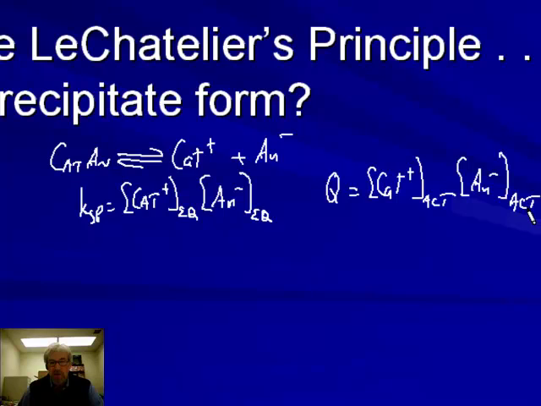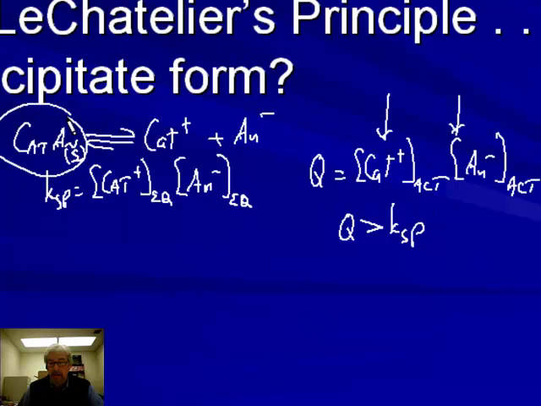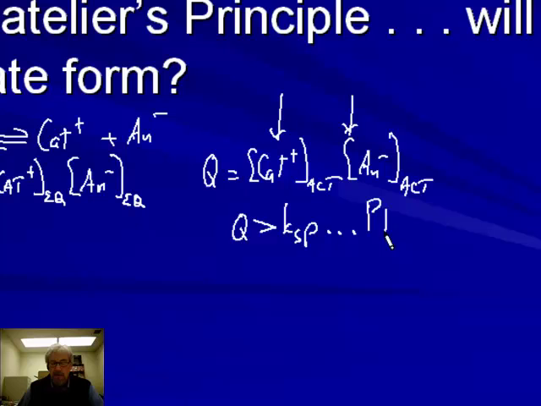Now, if Q ends up being larger than KSP, that means that my reaction is going to want to shift to the left. If it does that, it's going to reduce the concentrations of both cation and anion, and Q will get back closer to KSP. Well, shifting to the left means that more of the solid is going to form. So if Q is bigger than KSP, our conclusion is going to be, yes, a precipitate will form.